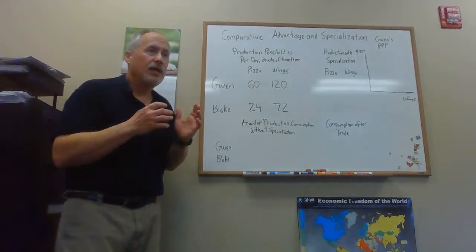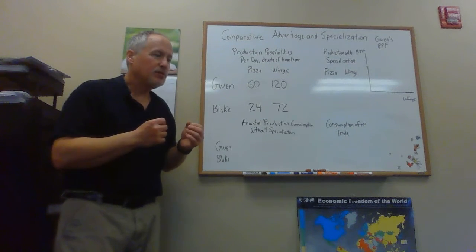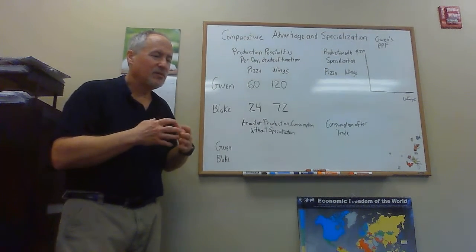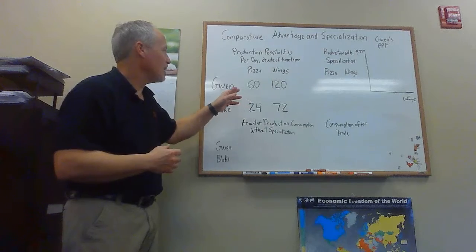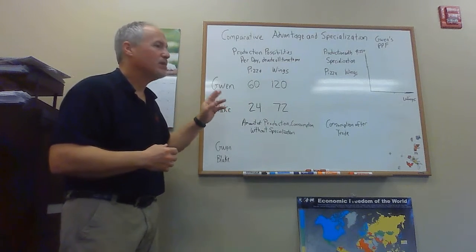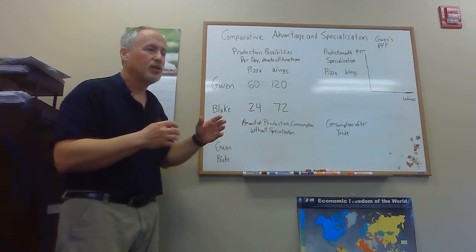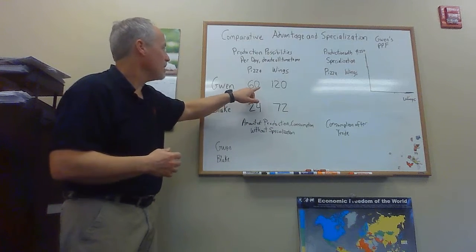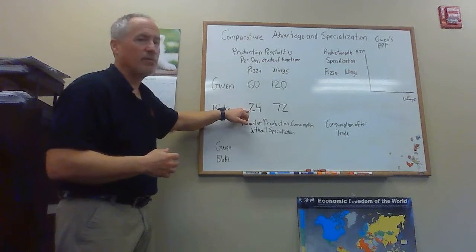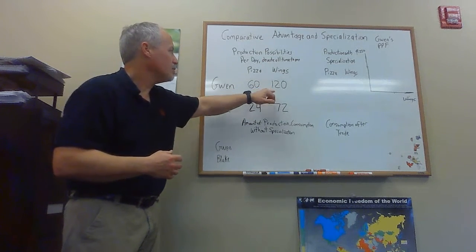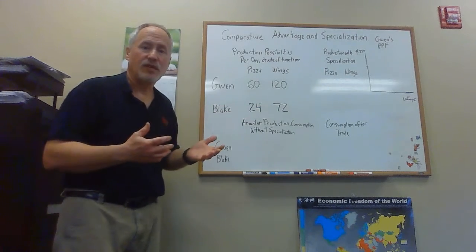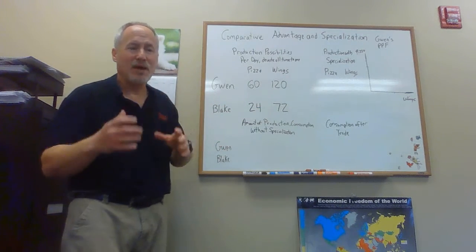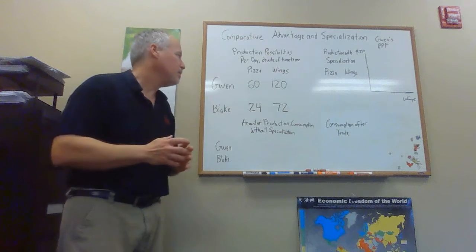Now, in terms of absolute productivity, we can see that Gwen is actually better at making both goods than Blake is. Gwen can make 60 pizzas, Blake can only make 24. Gwen can make 120 wings, Blake can make only 72. So Gwen is better than Blake in this example.